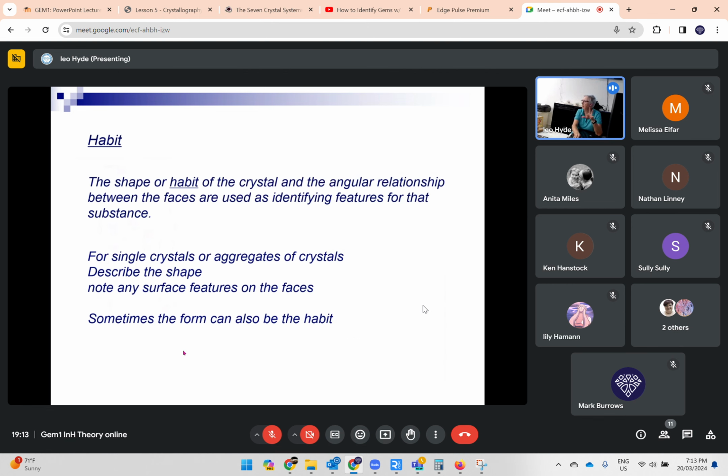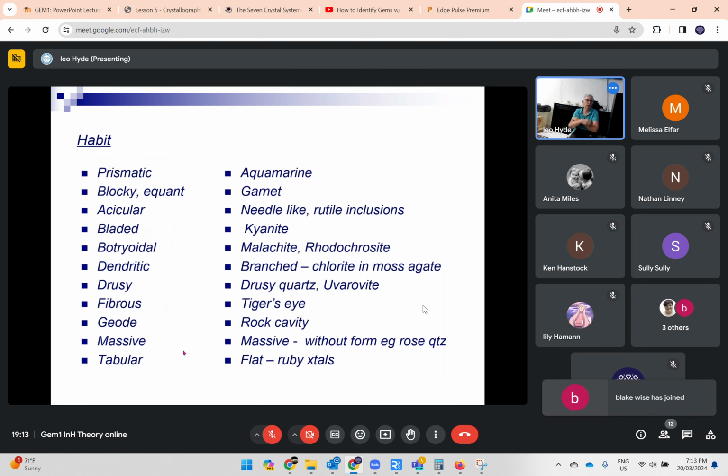Okay, the habit, as I said, is the shape of the overall crystal, and we will ask you what the shape will be. So prismatic is obvious. It looks like a prism shape. If it's cubic, it's going to be equant, or blocky.